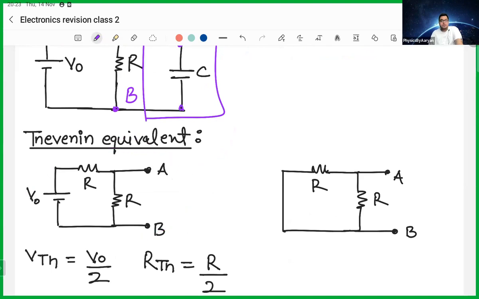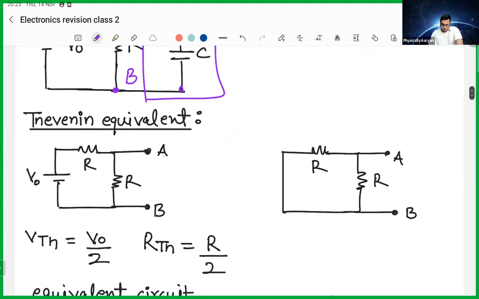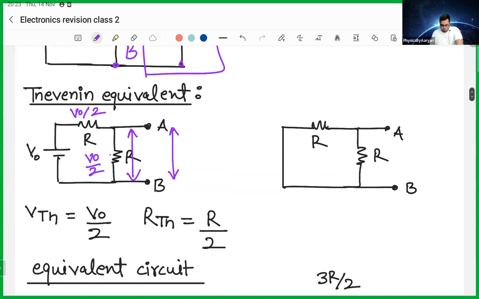My first question is, what is my Thevenin voltage? Thevenin voltage means the voltage between this point AB. The voltage between AB is the same as the voltage across R, because R is connected between AB. So what is the voltage across R? This voltage V naught is dividing between two resistors, this R and this R. Since both are equal, the voltage is divided in half. So the voltage across this will be V naught by 2, and across this will also be V naught by 2. So the voltage across AB is V naught by 2. I have found my Thevenin voltage straight away.